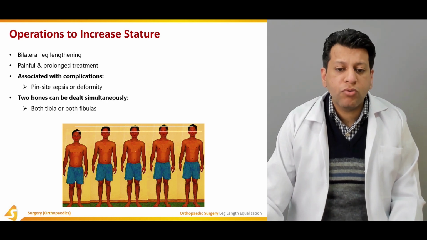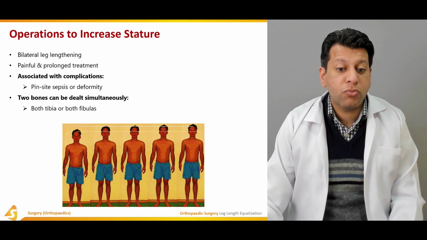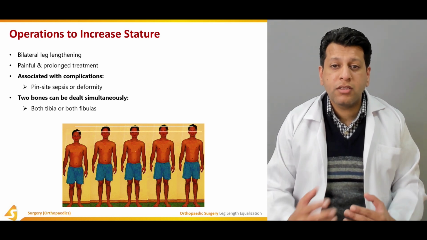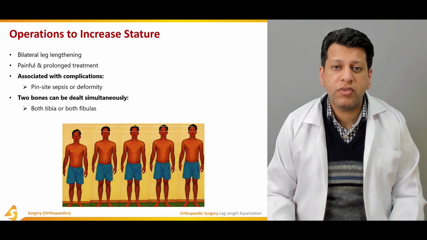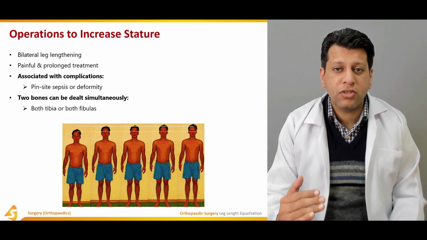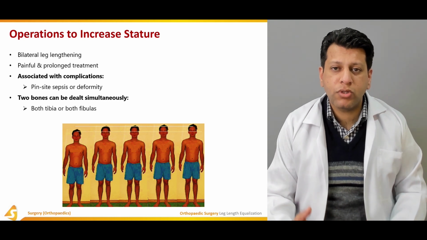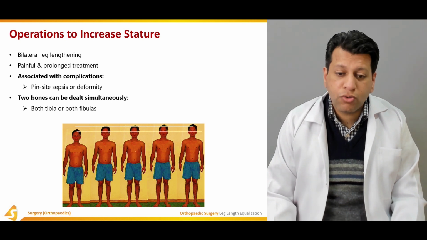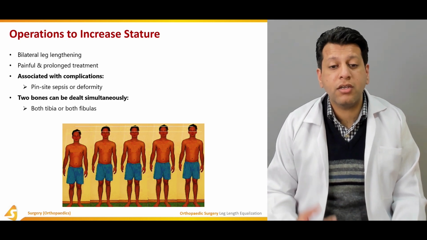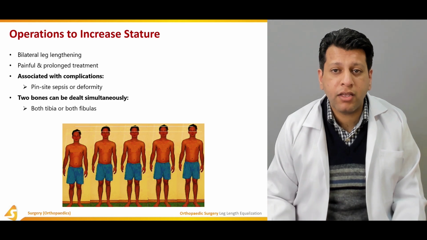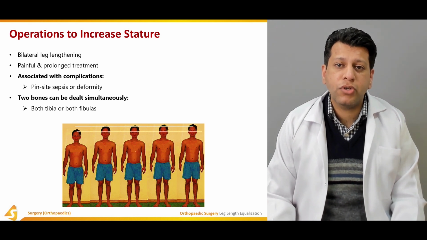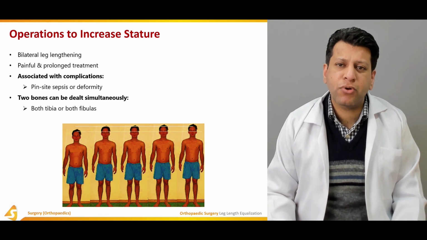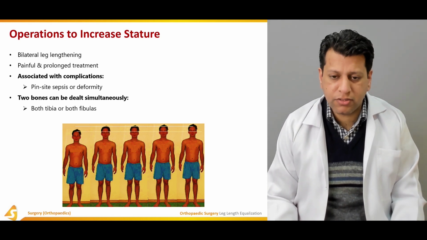Moreover, although both tibias and both fibulas can be dealt with simultaneously, the problem is that usually there is a differential in the growth. Sometimes the proximal side of the tibia is growing more than the distal side, and this eventually produces some kind of angular deformity as well. So although theoretically an increase in stature is possible, practically it is usually not taken up because it is a cumbersome, time-consuming process associated with a lot of complications.